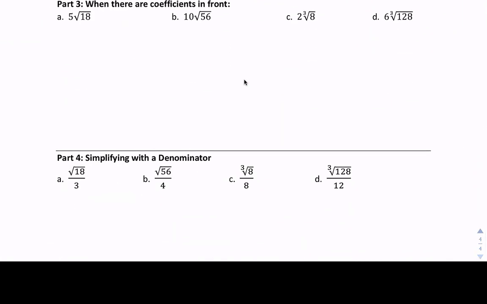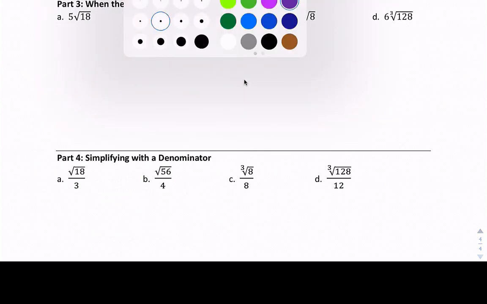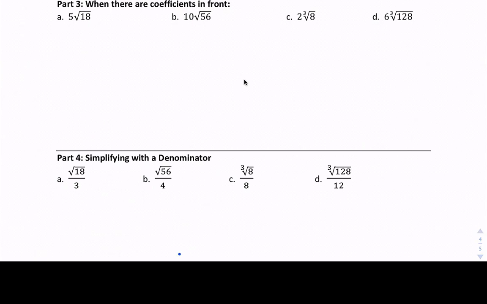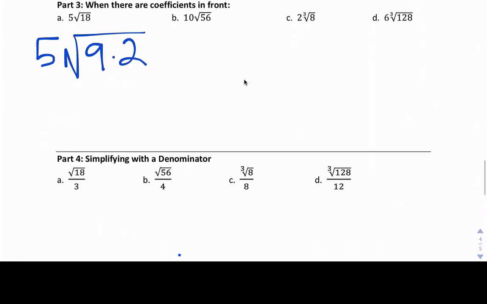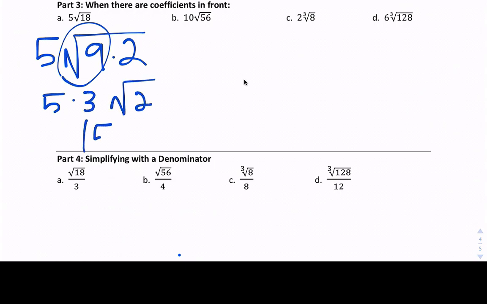All right, part 3. What if there's a coefficient in front? How can you simplify? So for the first one, we have 5, and I'm going to simplify the square root of 18 as the square root of 9 times the square root of 2. All right, and I know that the square root of 9 is 3. So this is 5 times 3 times the square root of 2, and that is 15 square root of 2.